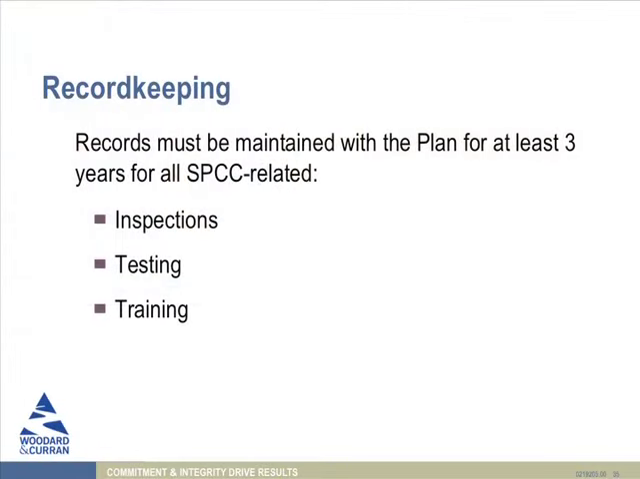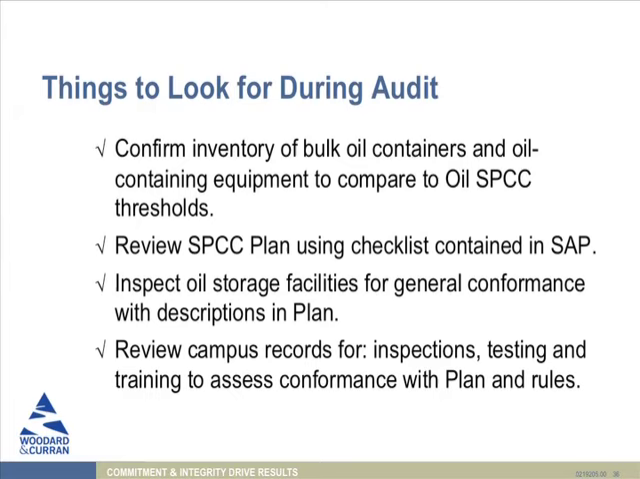So moving on, record keeping, we just spoke about this briefly a moment ago, but any inspection, testing, and training records you need to maintain for at least 3 years. Things to look for during an audit. Confirm that all bulk oil storage tanks and equipment are included in the plan. Sometimes people don't know they need to include 55-gallon drums or that they need to include electrical transformers if they're oil filled. So make sure all the applicable things are included. Make sure it's up to date. Maybe a tank got added 6 months ago and they didn't update their plan yet.